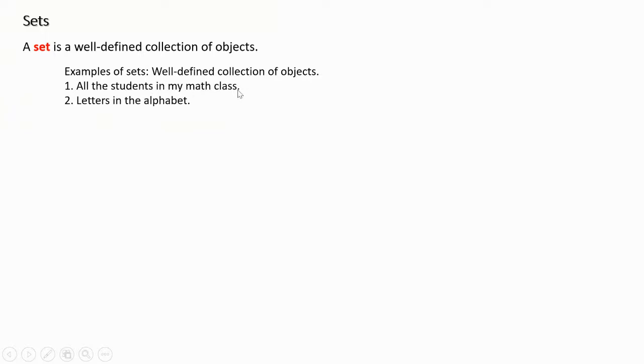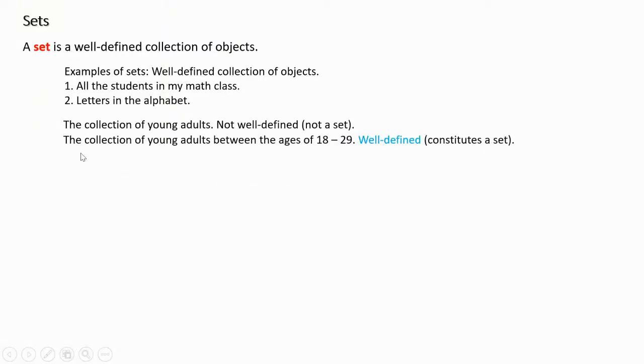Examples of sets. Well-defined collection of objects means, like, one, all the students in my math class. I like to use these examples when I teach face-to-face. Number two, letters in the alphabet, all these are well-defined collections of objects. The collection of young adults is not well-defined, because how do you define young adults? How can I make this a set? By adding the age. For example, the collection of young adults between the age of 18 to 29, now it's well-defined.